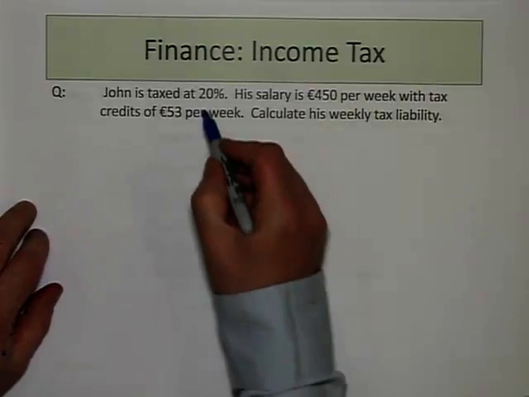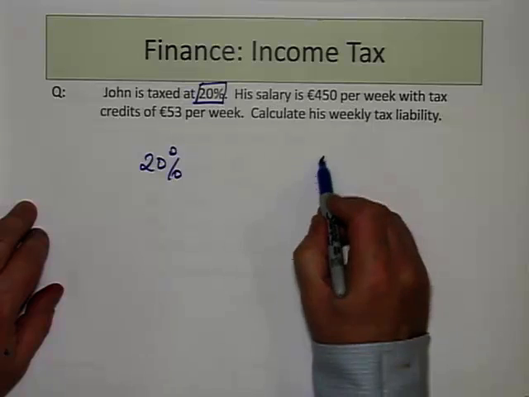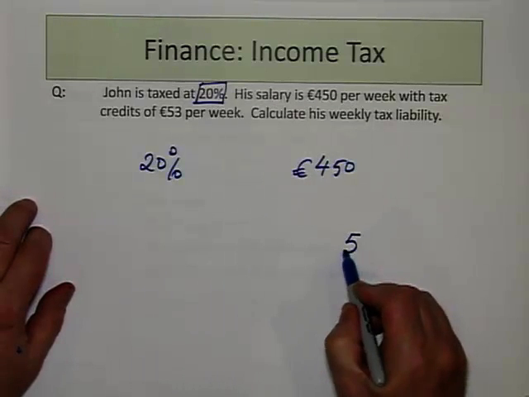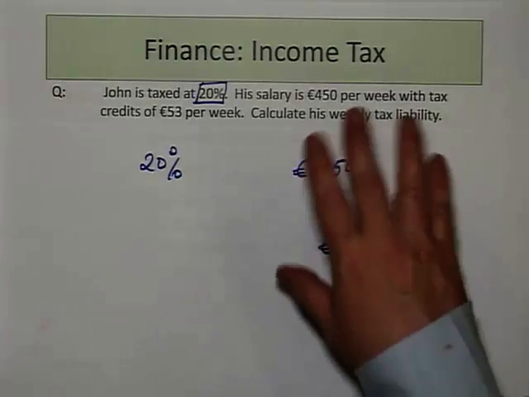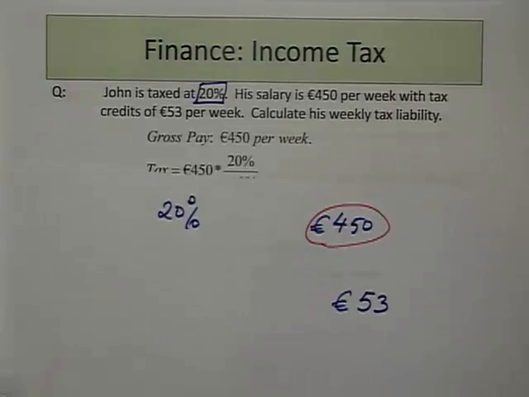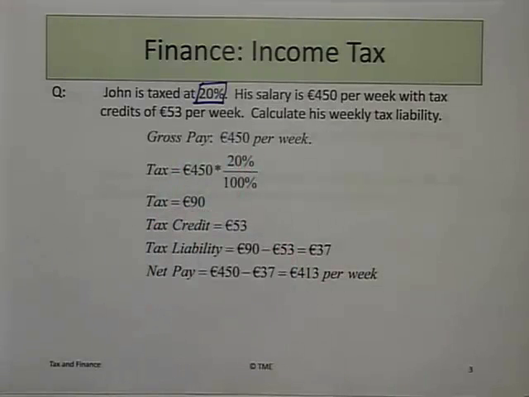So you're told here that he's got 20% tax, he's on $450 a week, and he's got $53 a week in credits that he doesn't have to pay tax on. So his tax bill will be reduced by that amount. So the first thing you've got to accept is that all of the $450 is going to be subject to the 20%. So looking at the calculations, we say that the gross pay is $450 per week.